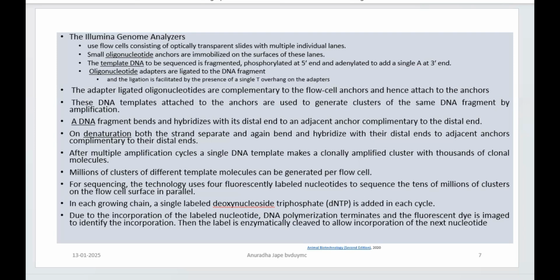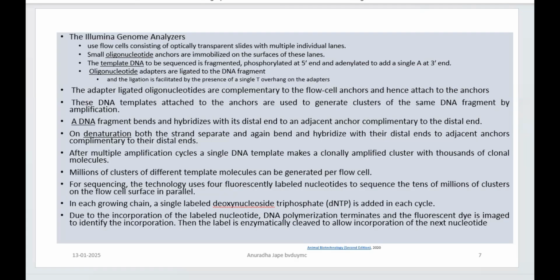So denaturation of both the strands, they are separated, they are bent, right, and hybridized with their distal ends to adjacent anchors. So can you imagine the DNA is anchored, it is treated in such a way that it is denatured, it will bend, and it will get hooked onto another anchor which is there on the flow cell, right? So you have a bent DNA fragment, right? Try to draw this, you will see it in the next slide also.